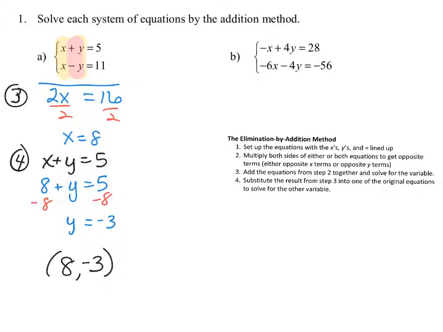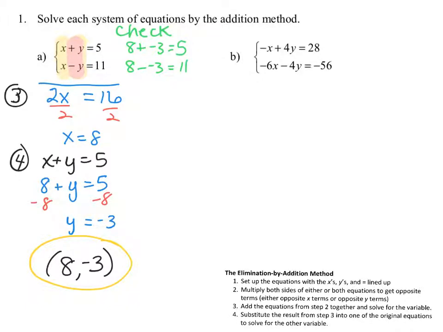And as always, you do want to check your work by plugging those values into the original equations. The first equation, x plus y, would be 8 plus negative 3. That does equal 5. And x minus y would be 8 minus a negative 3, which is equal to 11. So we know that 8, negative 3 is a solution to that system of equations, and we did that by using the elimination by addition method.